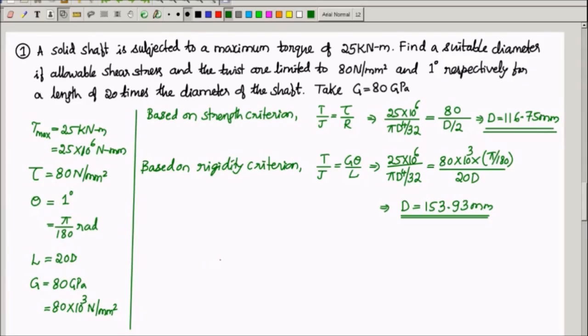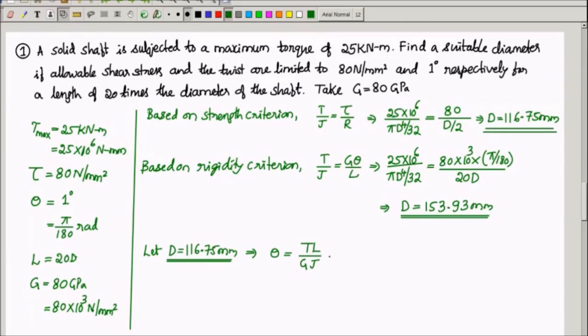So we have two answers now. Which one should be finalized as the diameter of the shaft? See, let d is equal to 116.75 mm. And this is the answer what I got from strength criterion. And I'll use this diameter and try to find out what is the theta I get for this diameter. Now I'm using d is equal to 116.75. I'm trying to find out what is theta. So what will be theta here? Theta is equal to T L by G J. Based on the torsion equation, T by J is equal to G theta by L. So theta should be equal to T L by G J.